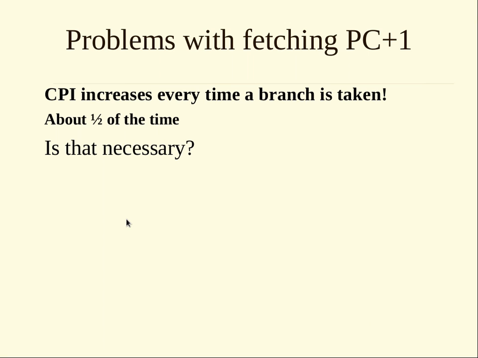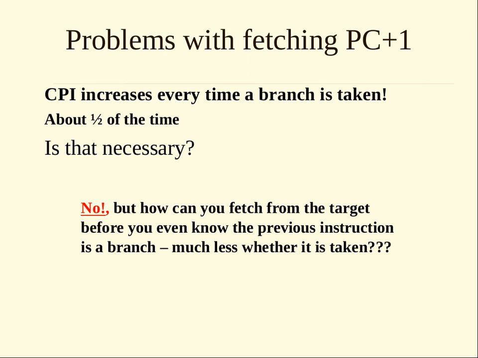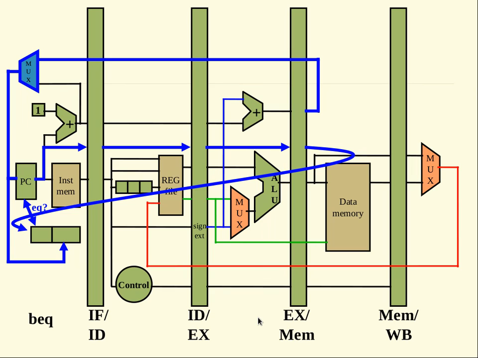CPI increases every time a branch is taken. That's if you're doing detect and stall. Obviously not. We can fetch from a target before we even know the previous instruction is a branch, much less whether it is taken. So here we go. What can we do here?